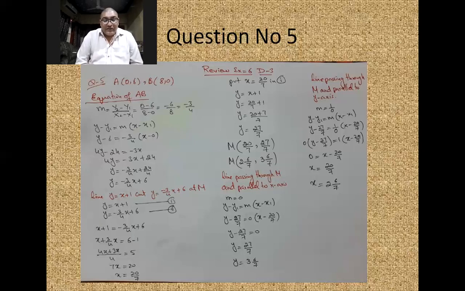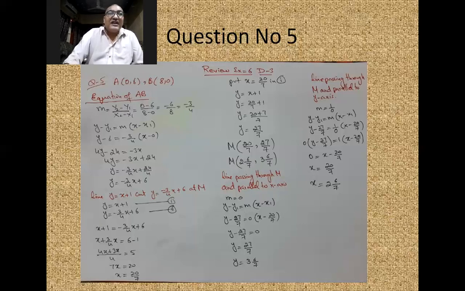The third part is the equation of the line which passes through M and is parallel to the x-axis. So this is that third part. He says the line passes through M and is parallel to the x-axis. We know the coordinates of M. The x-axis is a horizontal line, and horizontal lines have a gradient of 0. So the gradient of this line will be 0, and the line is passing through this point, so we can find the equation of this line.